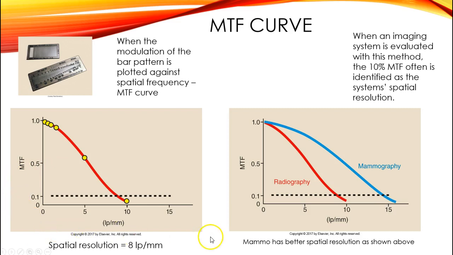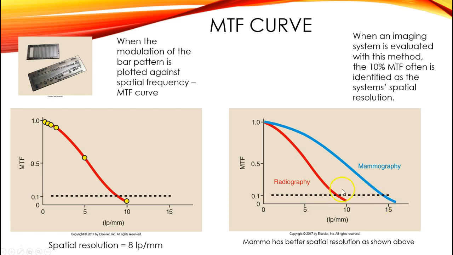So this is a normal radiography system. This over here shows you how mammography spatial resolution looks or is even better. Now they've plotted a regular radiography system with these test tools and a mammography system on one slide to compare. This shows you at the 10% mark here, the radiography curve intersects at that 8 line pairs per millimeter, but the mammography line intersects at almost 15 line pairs per millimeter. So the resolution in mammography is much, much better.